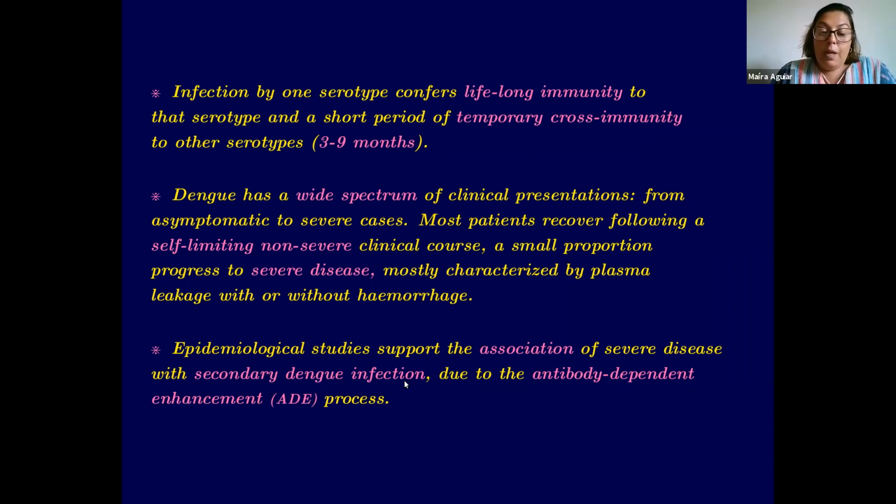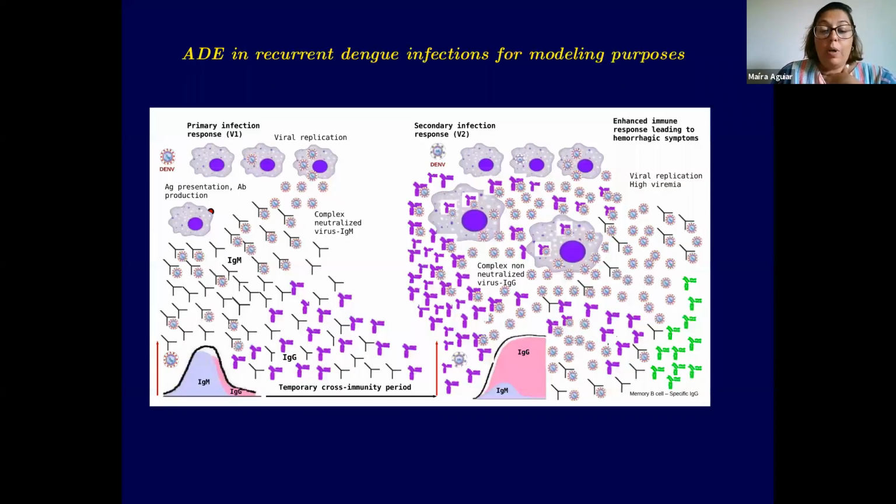As I have mentioned, epidemiological studies have associated severe disease with secondary infection due to a process described in the early 60s called antibody-dependent enhancement that I will try to explain here in this scheme. So this scheme shows the immunological response in a primary dengue infection with serotype 1 and a secondary infection with a different serotype.